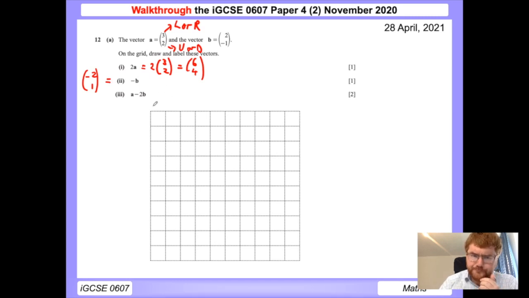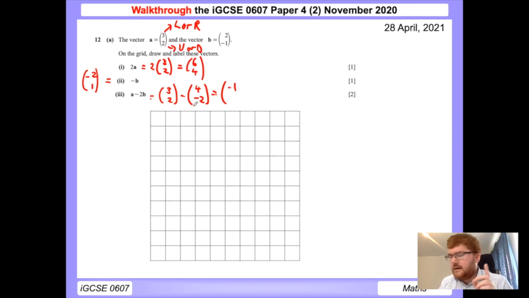And for this one, this is kind of a combination question. So we're going to work out here 3, 2 minus 2 lots of this vector. Well, 2 times 2 is 4. 2 times minus 1 is minus 2. And then we just add the rows together. So 3 minus 4 is equal to minus 1. 2 minus minus 2, be very, very careful, and that's equal to 4.